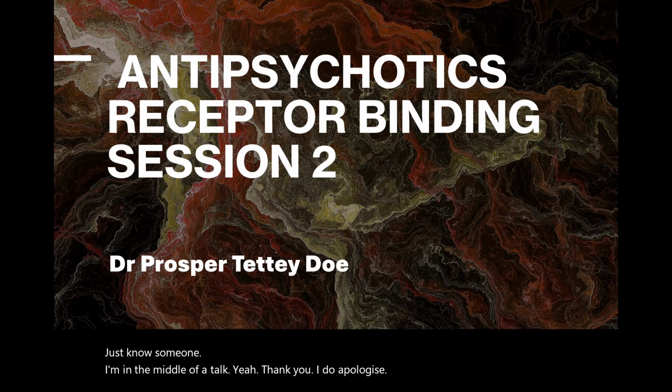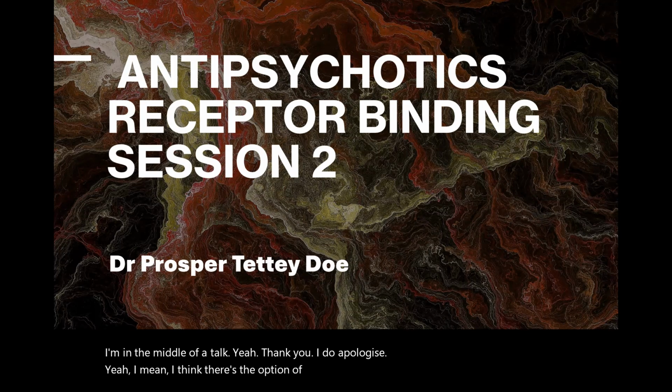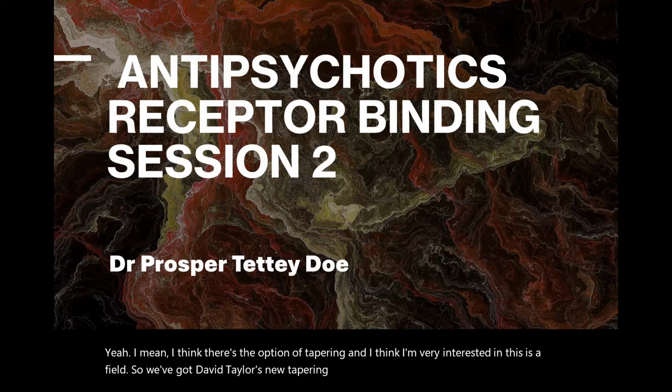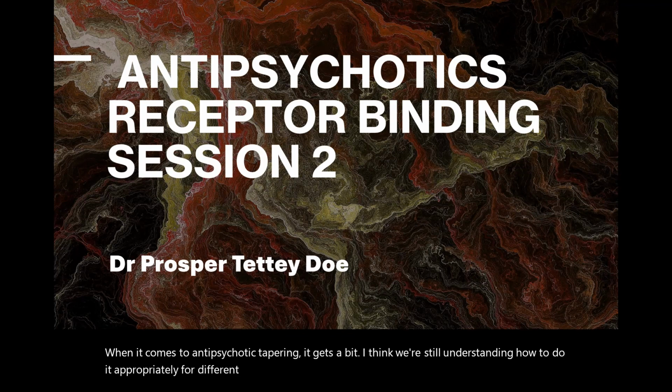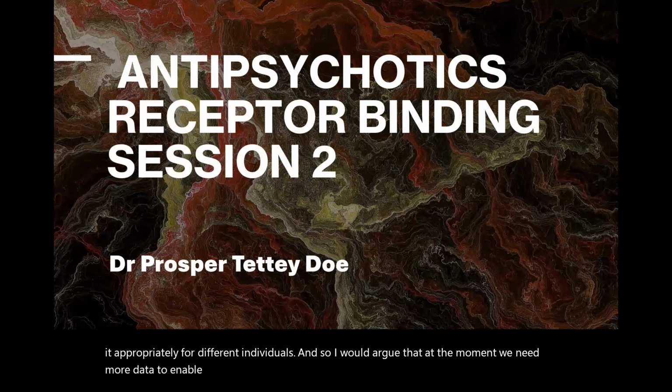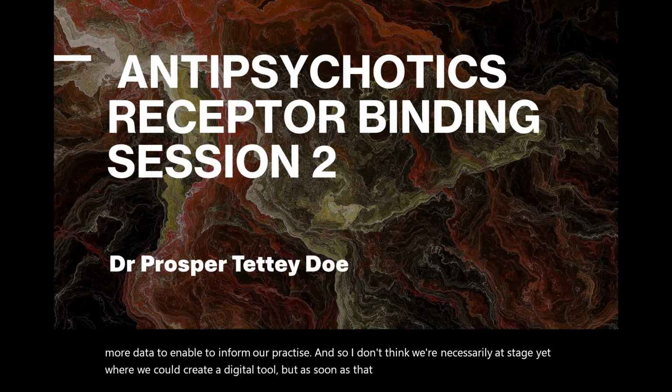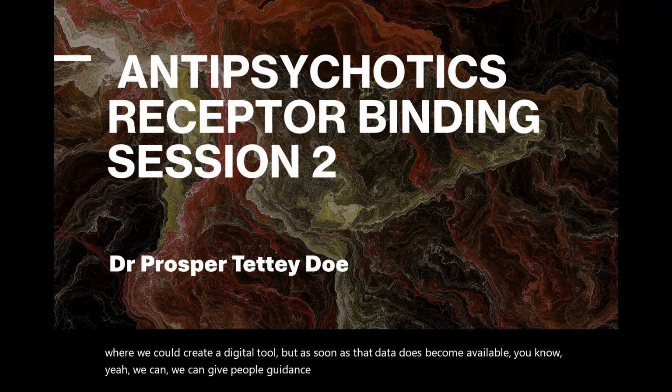Yeah, I think there's the option of tapering, and I'm very interested in this as a field. We've got David Taylor's new tapering book that's come out, and the Horsley Guidelines. When it comes to antipsychotic tapering, I think we're still understanding how to do it appropriately for different individuals. So I would argue that at the moment, we need more data to inform our practice. I don't think we're at a stage yet where we create a digital tool, but as soon as that data does become available, we can give people guidance on doses and how to safely reduce levels.